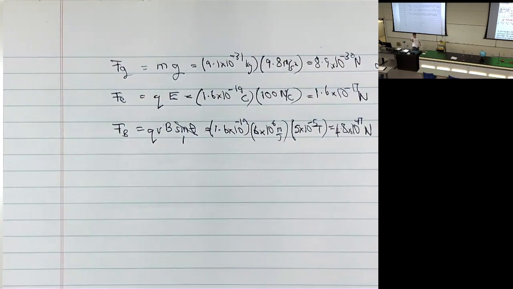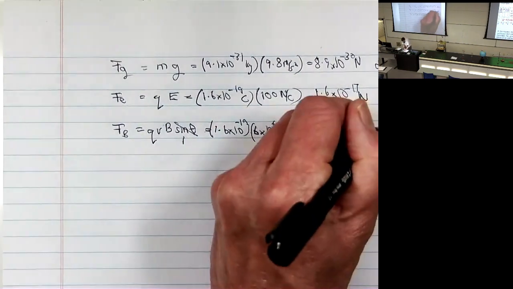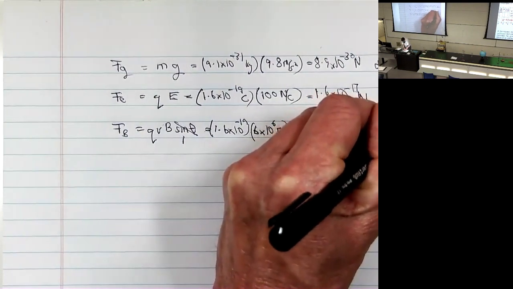The direction of that, we can do it with the right-hand rule. The velocity is out of the screen. The field is towards the right. My thumb points up, but this is an electron, so the force is down.